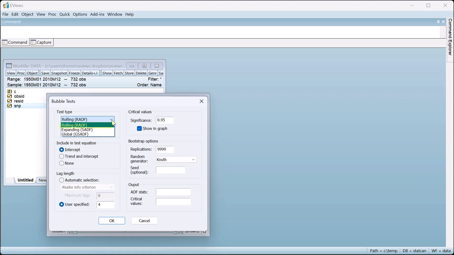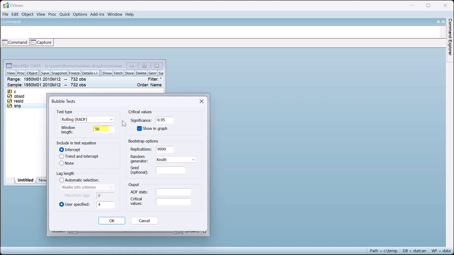The rolling ADF test has a fixed subsample window that it rolls through the data. The expanding ADF test uses an initial window size and then increases the sample by one observation, one by one. The global ADF test does a combination of expansion and rolling. The rolling ADF test is the simplest to compute, and so that's where we'll begin.